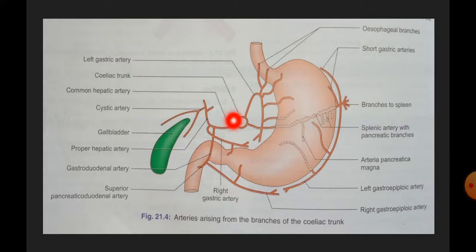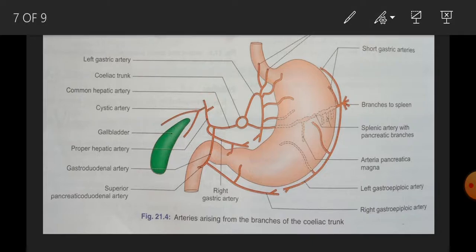Coming to the common hepatic artery. The common hepatic artery runs downwards, forwards and to the right behind the lesser sac to reach the upper end of the first part of the duodenum. So this is the first part of the duodenum. After that, it runs upwards as the proper hepatic artery in front of the portal vein and to the left of the bile duct within the right free margin of the lesser omentum.